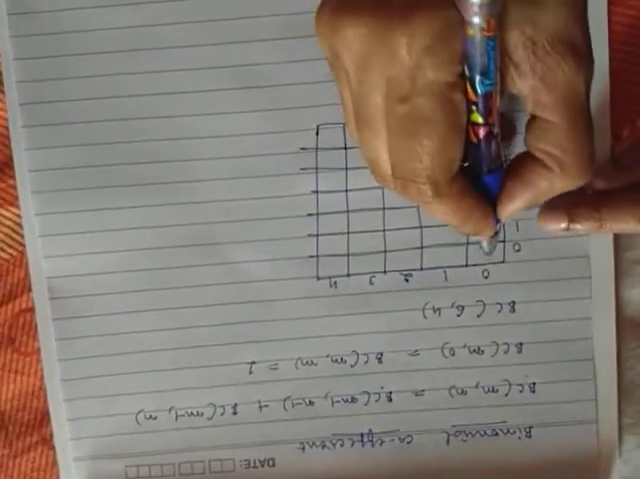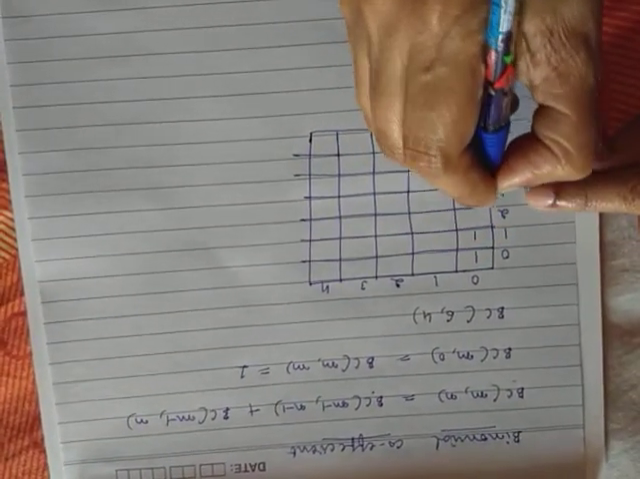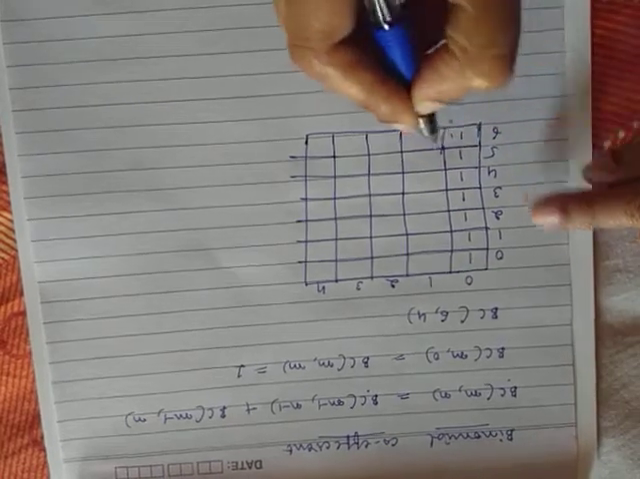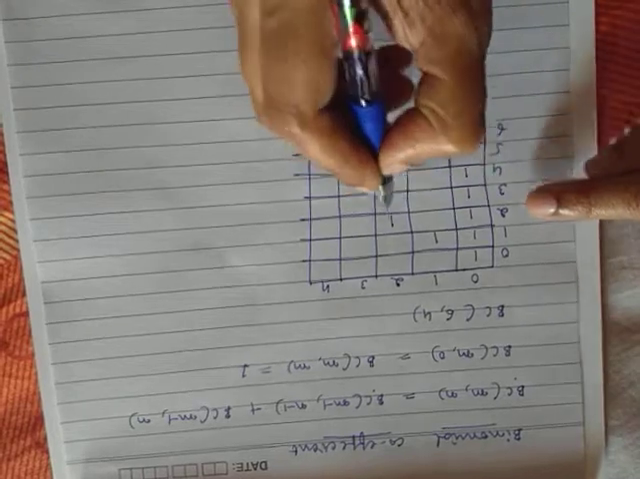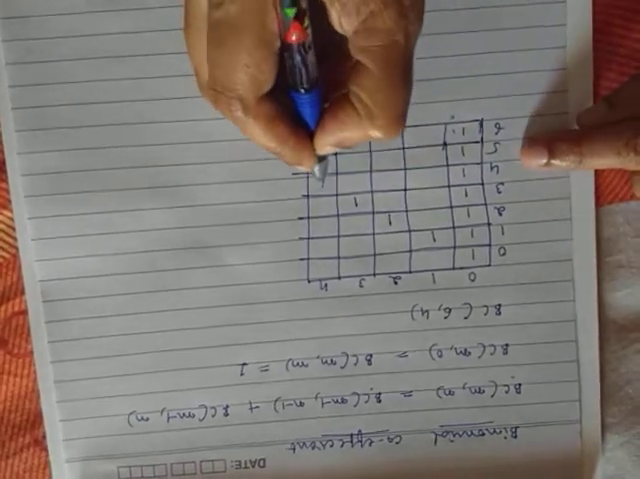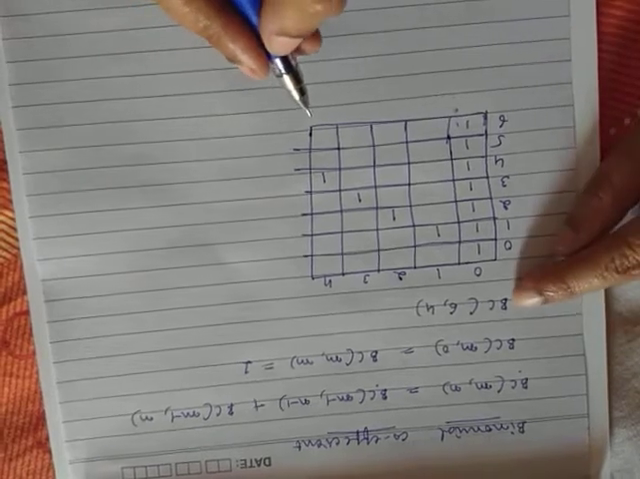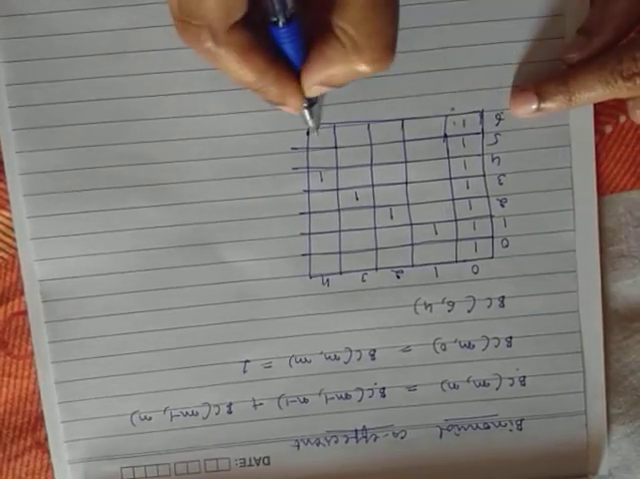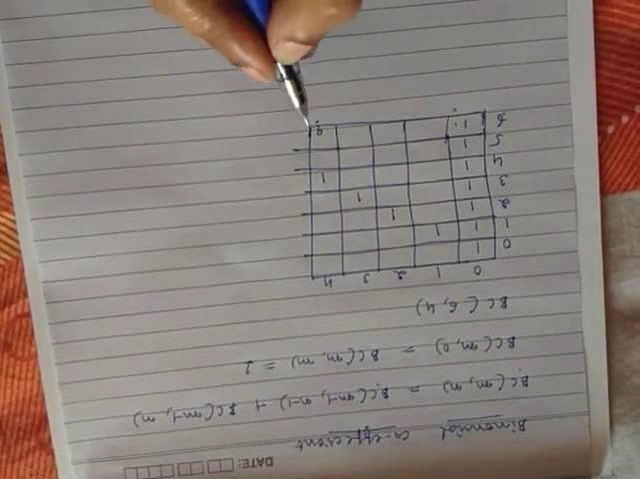It is m comma 0, that is 0 comma 0, 1 comma 0. All of these are 1. Similarly, m comma n: 1 comma 1 is 1, 2 comma 2 is 1, 3 comma 3 and 4 comma 4 are 1. Now what I really need is BC of 6 comma 4. This value I need. Now how do I get this?